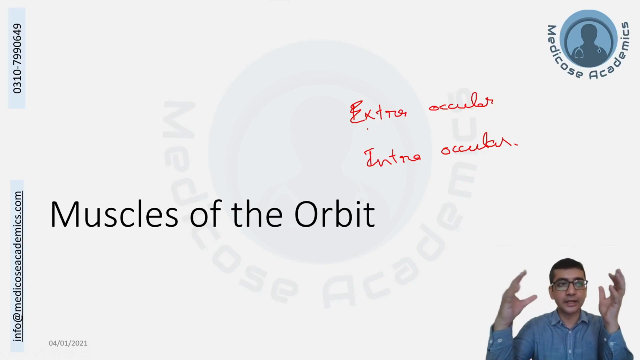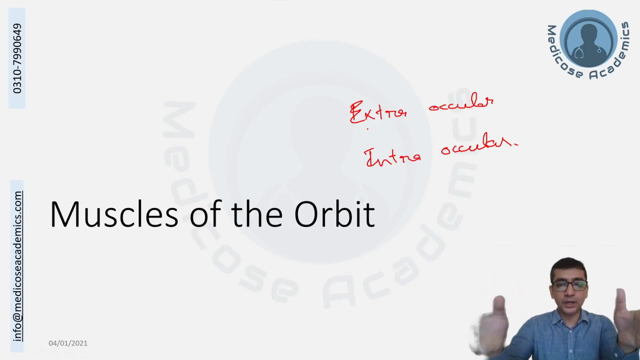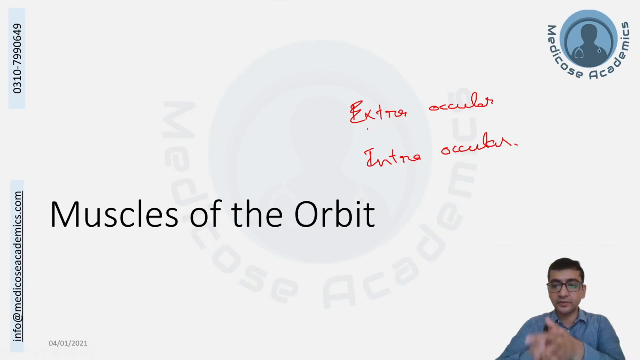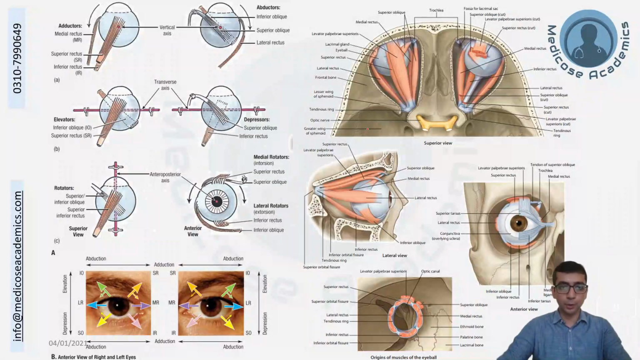Of the muscles that are attached to the outside will be known as the extraocular muscles, as opposed to the muscles that are present within the eyeball itself. So immediately now I will be talking about the muscles of the orbit that are present outside, in other words known as extraocular muscles.